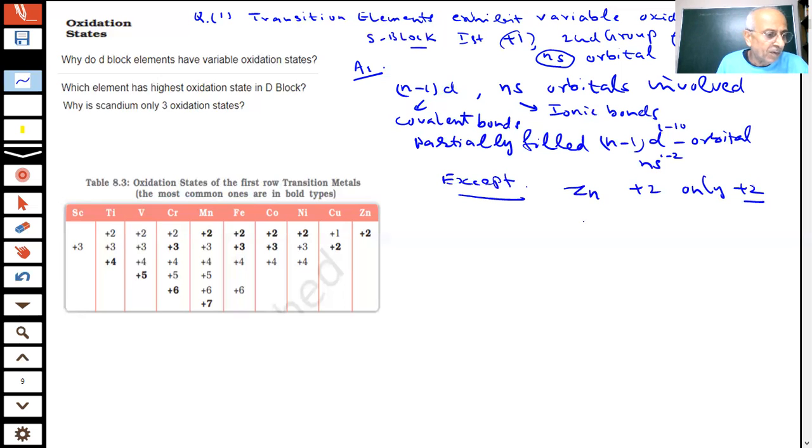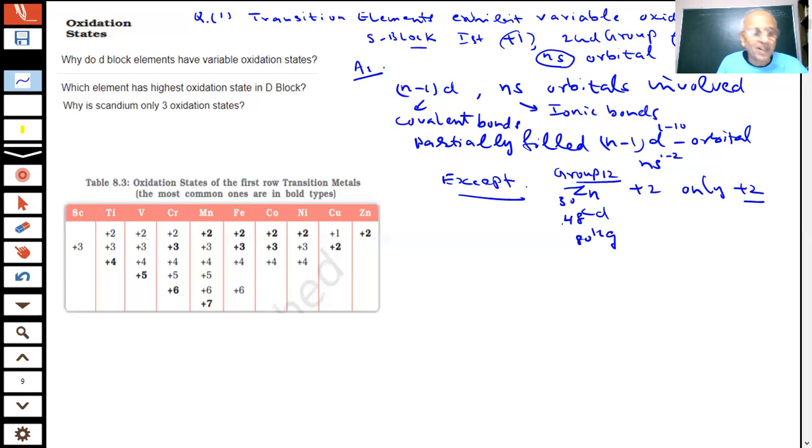And if you go, this is which group? Group 12: zinc, cadmium, and mercury. What is the atomic number of zinc? The atomic number of zinc is 30. Then what is the atomic number of cadmium? 48. And the atomic number of mercury? 80. We have tried to revise so many things for you.